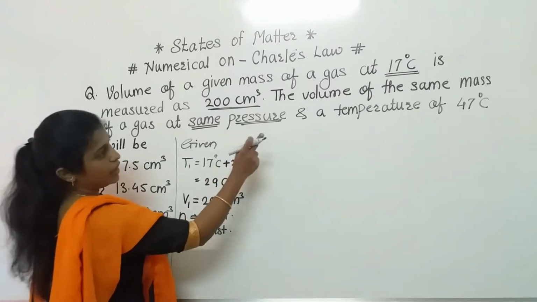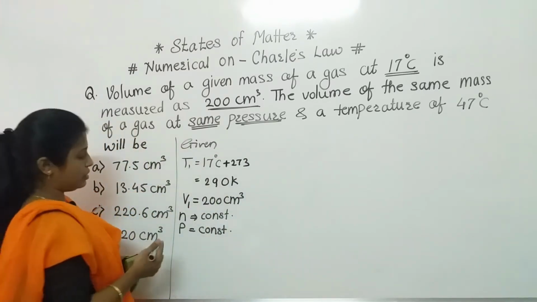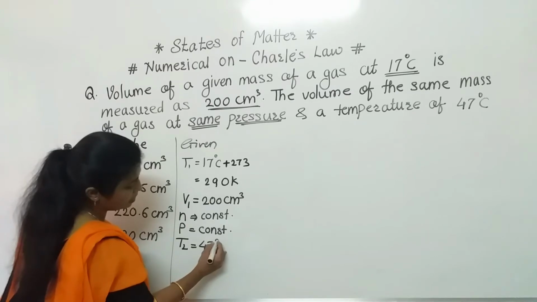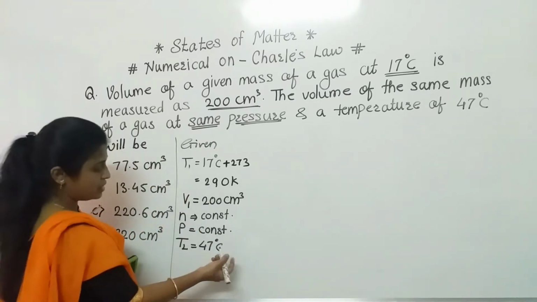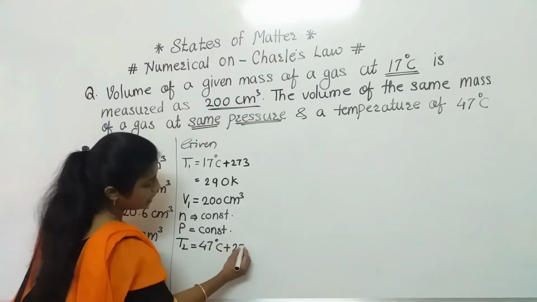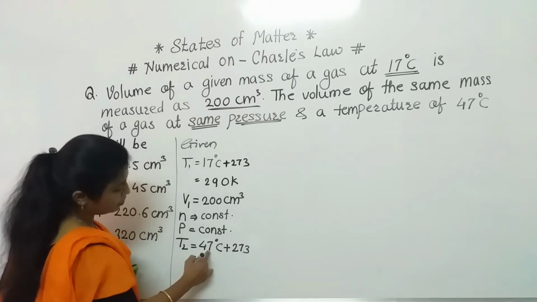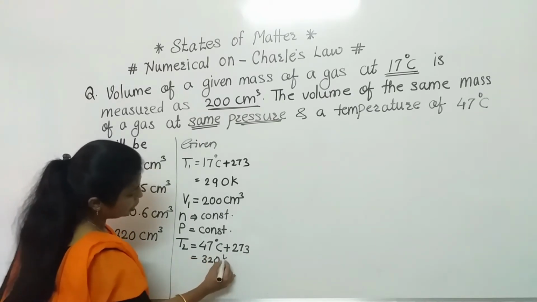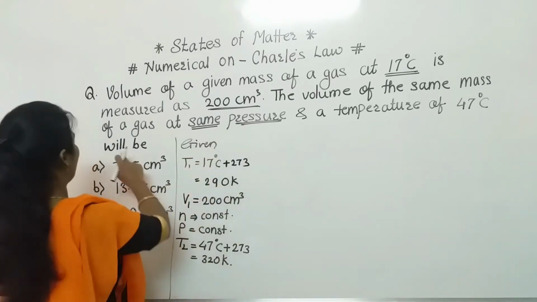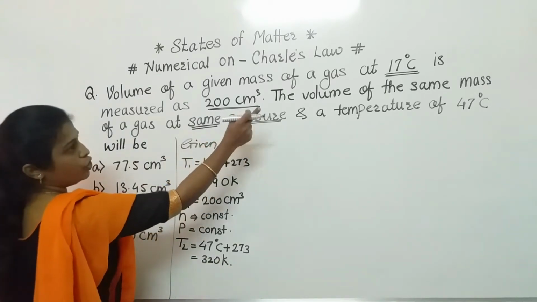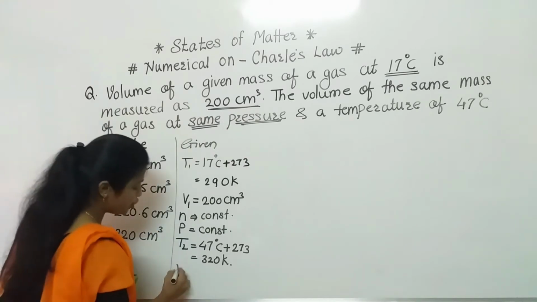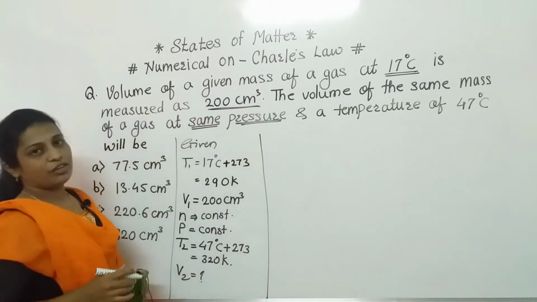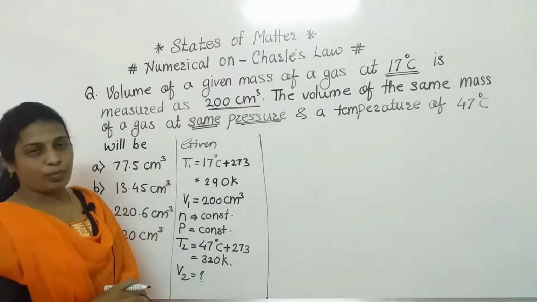Next one, a temperature of 47 degrees Celsius means they have given T2, that is 47 degrees Celsius. Here once again we have to convert it into Kelvin, and after addition we got 320 Kelvin. Next, the volume of the same mass means V2 we have to find out. So here we have completed our given data from the numerical.